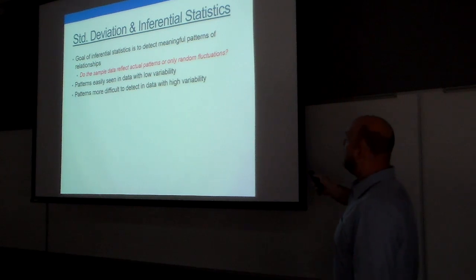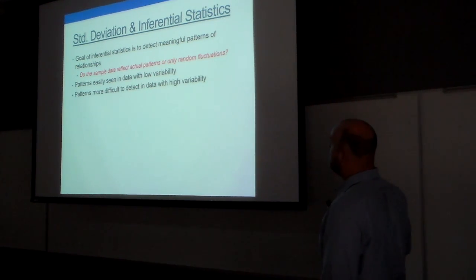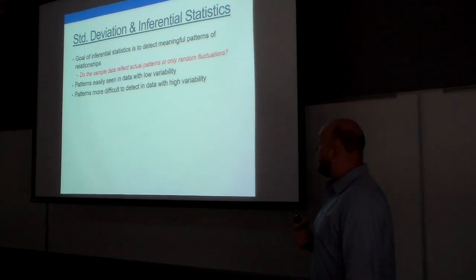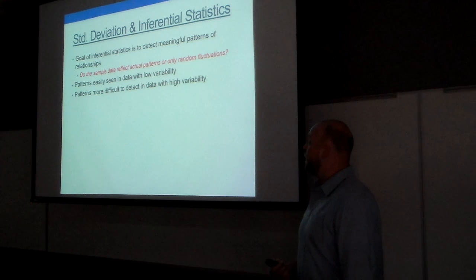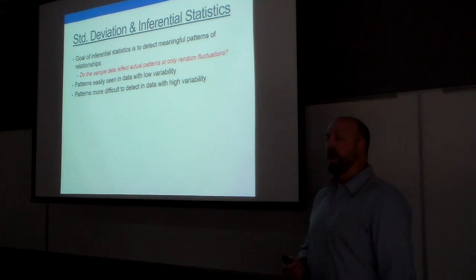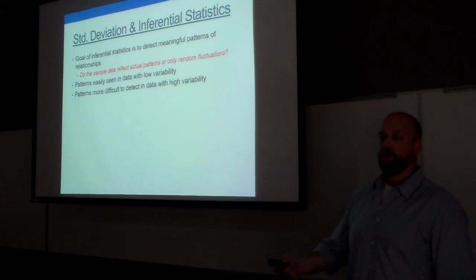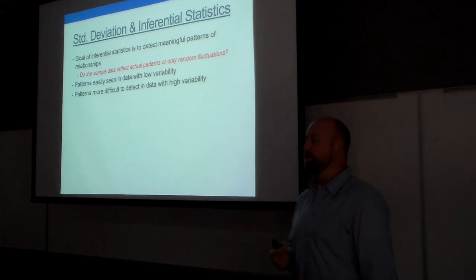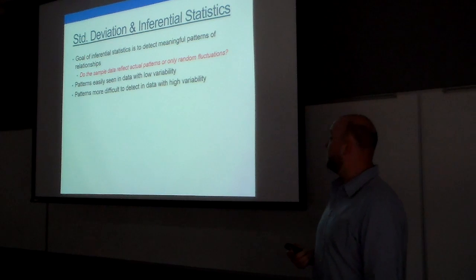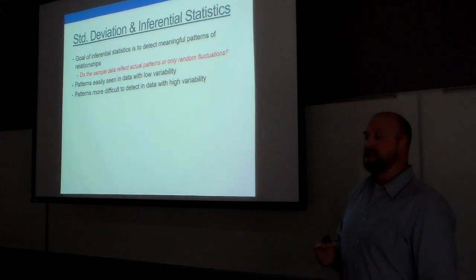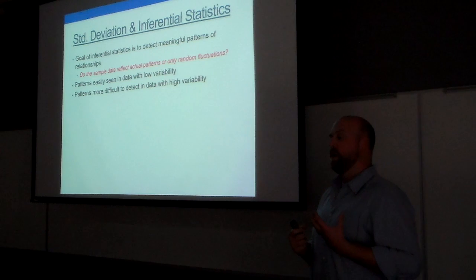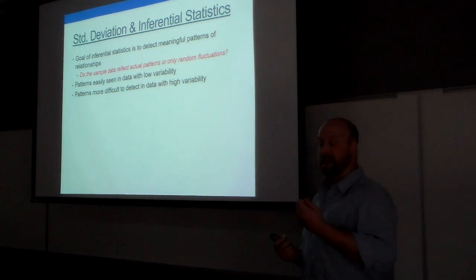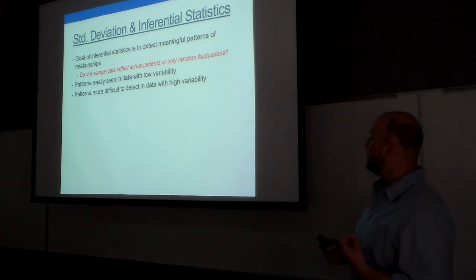Okay. Standard deviation and inferential statistics. Again, when we start to get into our inferential statistics, what we're trying to do is detect meaningful patterns, right? I see a difference between group A and group B. Is this something that's probably replicable and meaningful, or is this just random noise in my data? Variability becomes an important consideration when we're looking at mean differences, a lot of the stuff that we're going to do in here this semester.